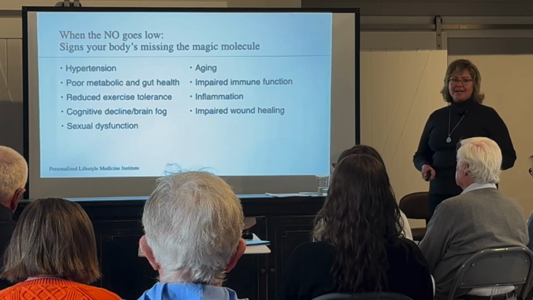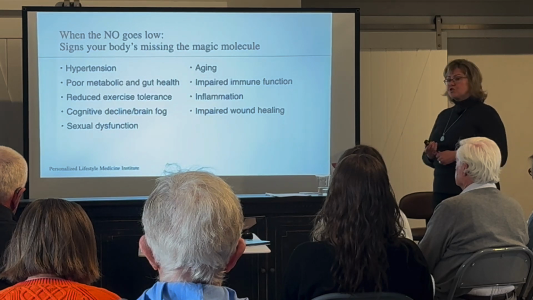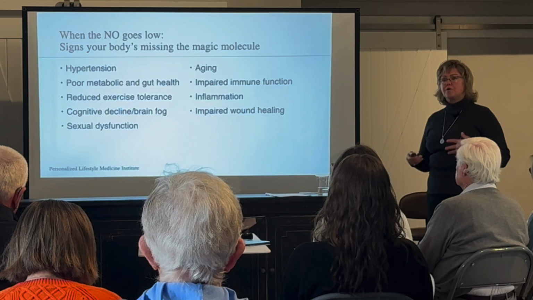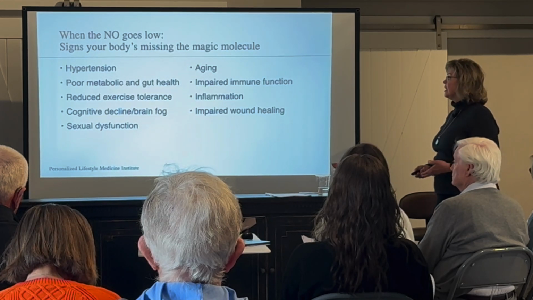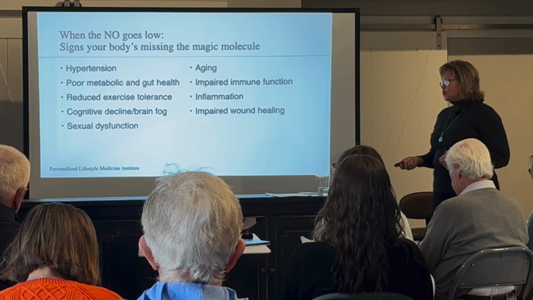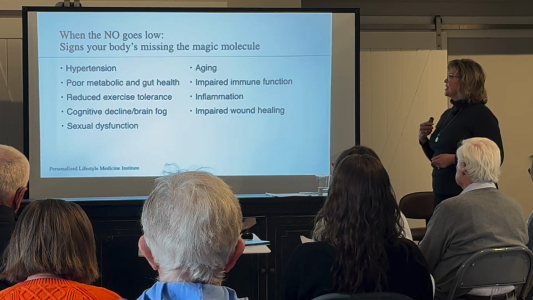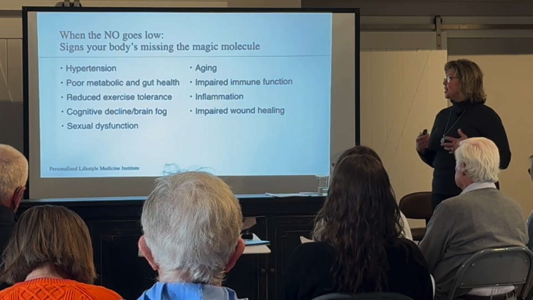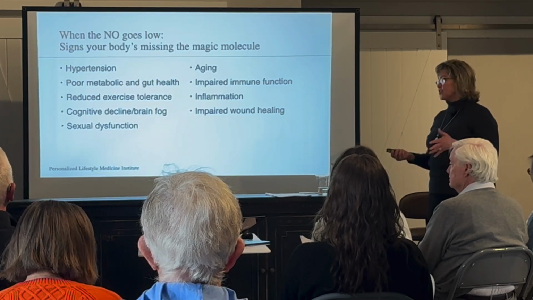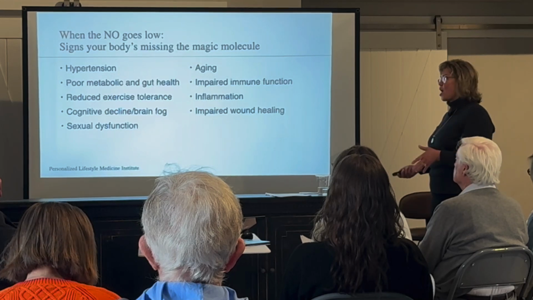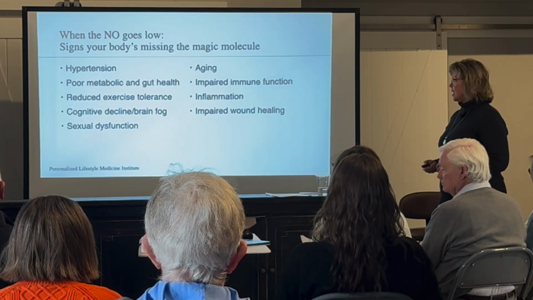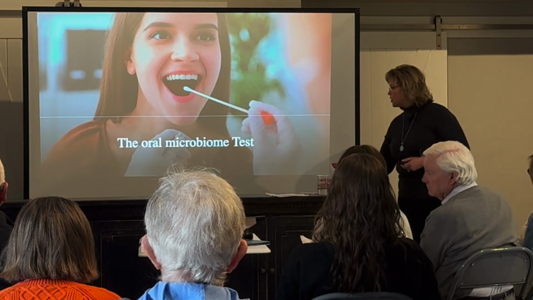Poor metabolic and gut health, reduced exercise tolerance, so maybe you find that you can't do things as long or as efficiently as you did when you were younger, cognitive decline, brain fog, even sexual dysfunction, aging, impaired immune function, inflammation, and impaired wound healing. So all of these things are basically things we see happen as you get older, but we don't have to have it happen if we know how to take care of it.